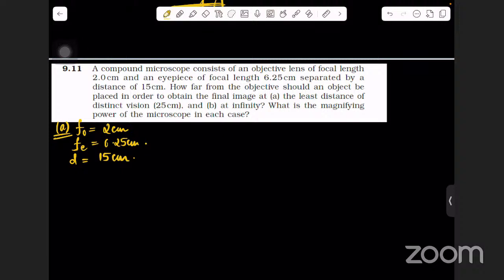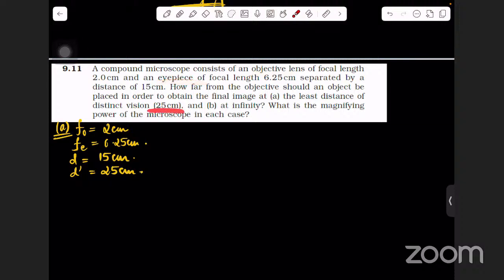Now, what is the least distance of distinct vision given? 25 centimeters, right? This is the information given to us. If the image is formed at 25 centimeters, always remember we view the image of a microscope from the eyepiece. The objective lens actually provides the magnification, but from the eyepiece, we view the object.